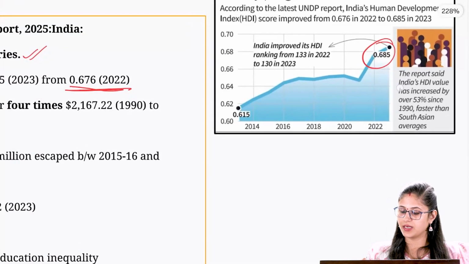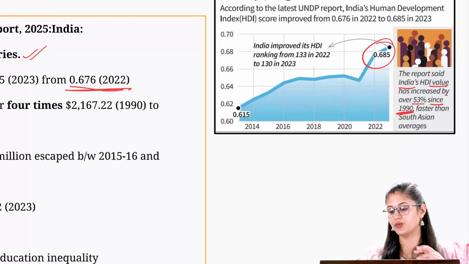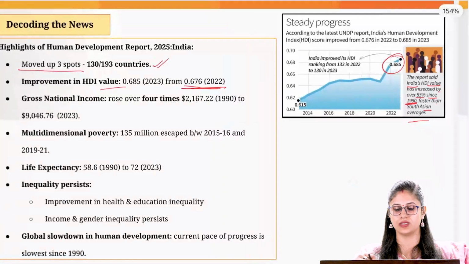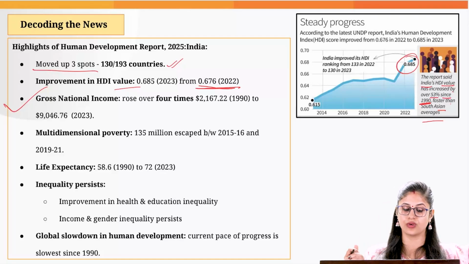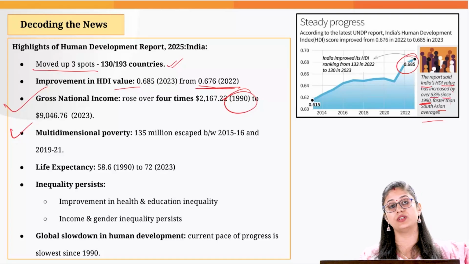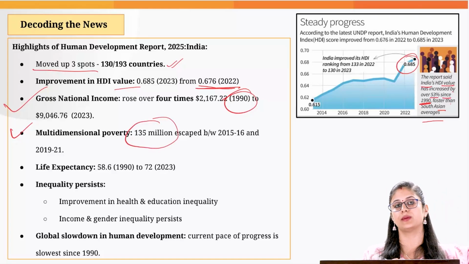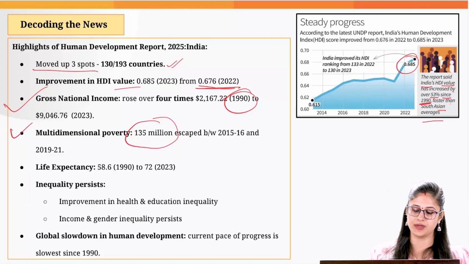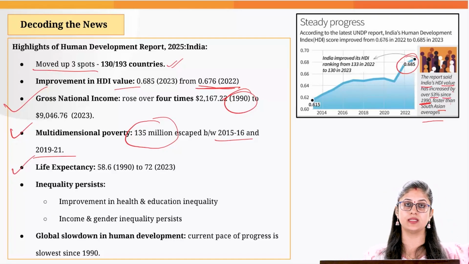The report has also said that India's HDI value has increased by 53% since 1990, and this improvement is one of the fastest in the South Asian region. Then we have witnessed a 4-time improvement in gross national income since 1990. We have been able to reduce multidimensional poverty also. Roughly 135 million people in India have been able to escape multidimensional poverty between 2015-16 and 2019-21. We have witnessed improvement in life expectancy also.